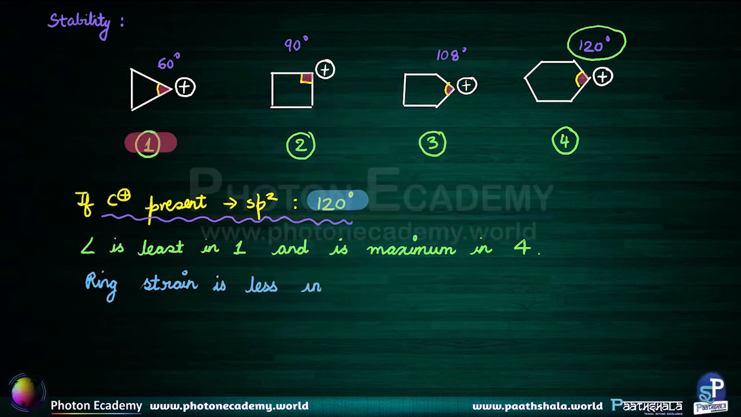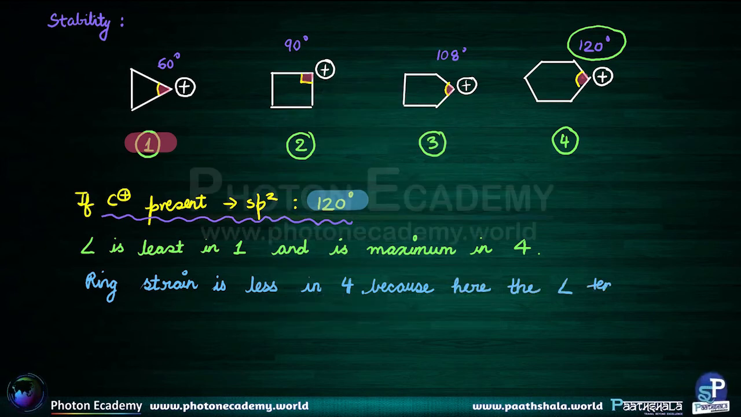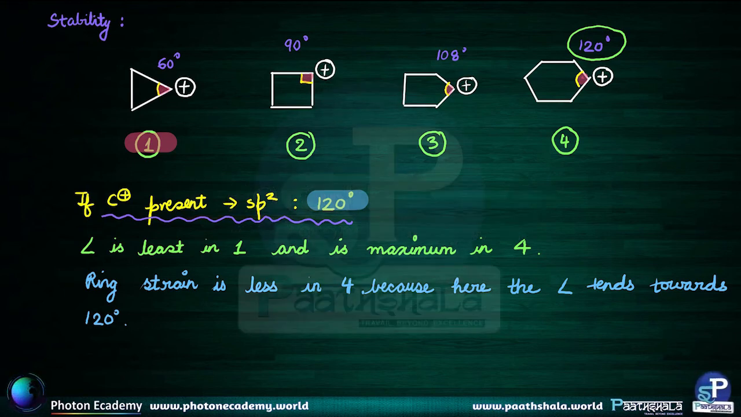in 4. Why is the ring strain less? Because the bond angle is more. Ring strain is inversely proportional to bond angle: the more the bond angle, the less the ring strain. So ring strain is less in 4 because here the angle tends towards 120 degrees. It is a ballpark figure that I'm giving you, so it is tending towards 120 degrees.